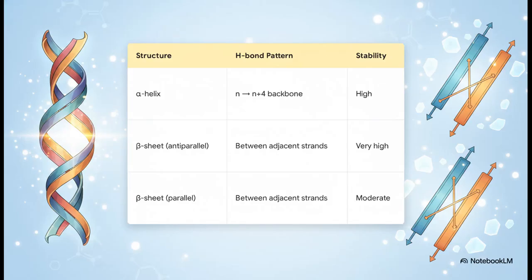So what are the details? Well, the α-helix gets its stability when one amino acid forms a bond with another one just 4 spots down the chain. Beta sheets, though, they form when different strands of the chain lie right next to each other. And if those strands are running in opposite directions, we call that anti-parallel, they form these exceptionally strong, stable structures.